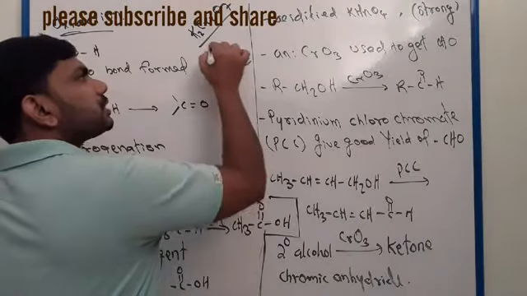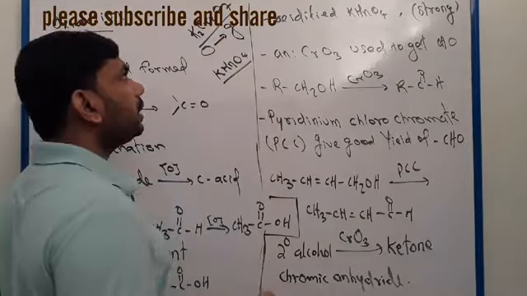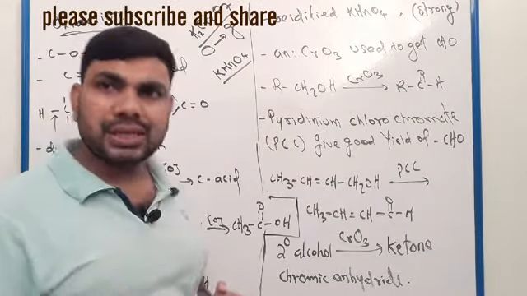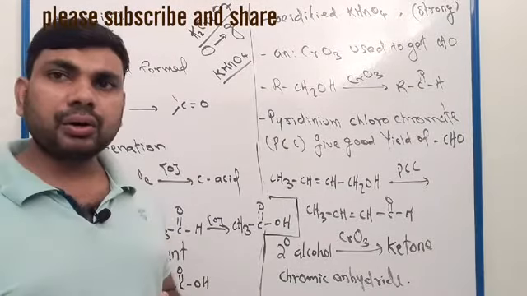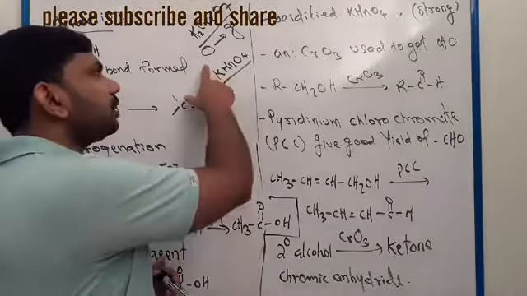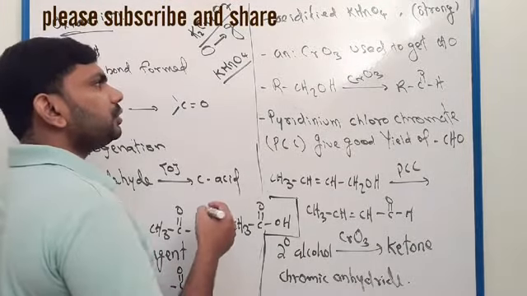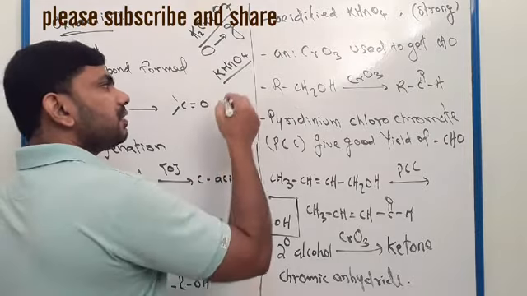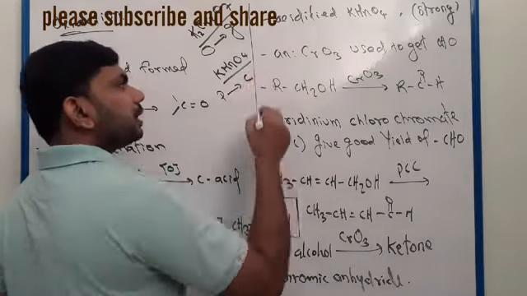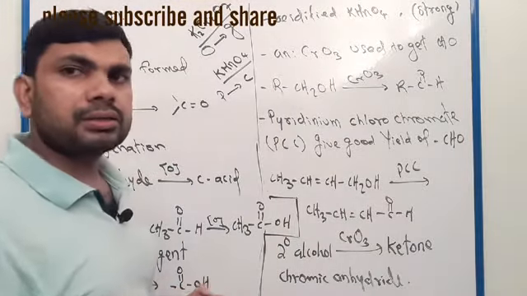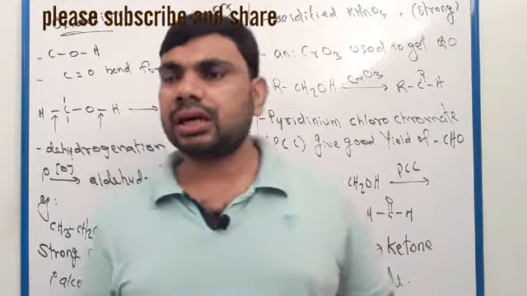Potassium dichromate is orange in color. After oxidation it changes to green. So the observation is that orange color turns to green. When acidified potassium permanganate is used as the oxidizing agent, it is purple in color and after oxidation it becomes colorless. Purple turns to colorless.